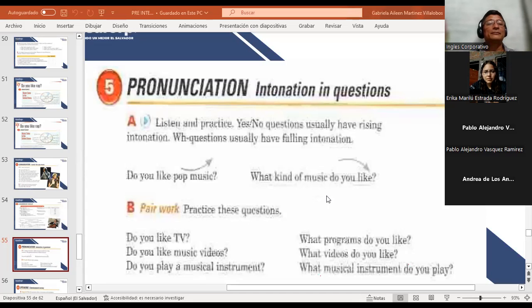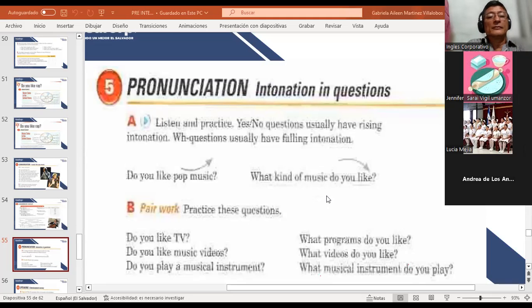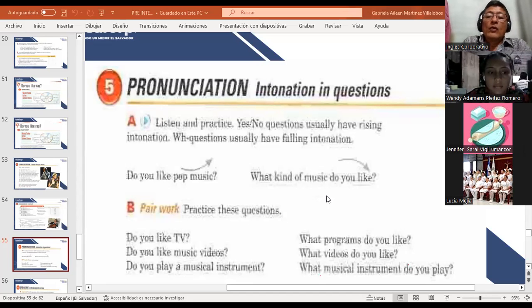Do you like TV? Do you like music videos? Do you play a musical instrument? Do you play a musical instrument? What kind of programs do you like? What programs do you like? What videos do you like? What musical instrument do you play?